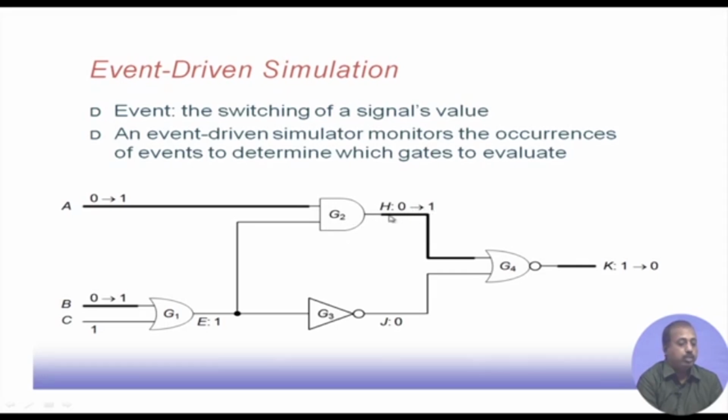As a result, H becomes equal to 1 from its value of 0. So there is an event on the line H. For the gate G4, again there is an event on line H, so this gate has to be simulated, and ultimately K becomes equal to 0.